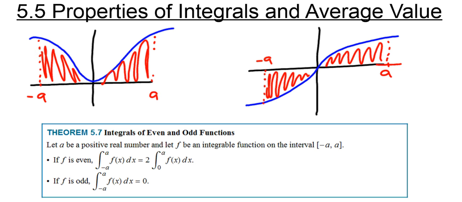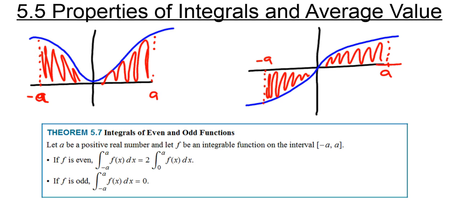5.5, properties of integrals and average value. So in this section, if I see from the first picture, we have a function and our bounds are going from negative a to a, and yes, this is supposed to be an a, that we see there's a symmetry about it.